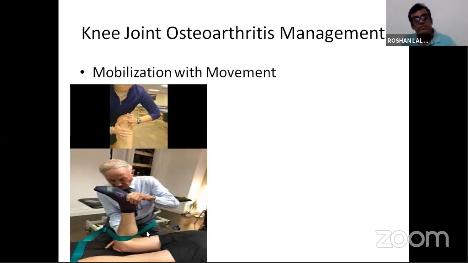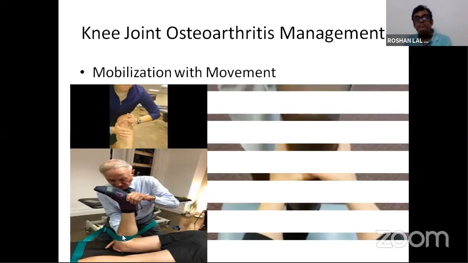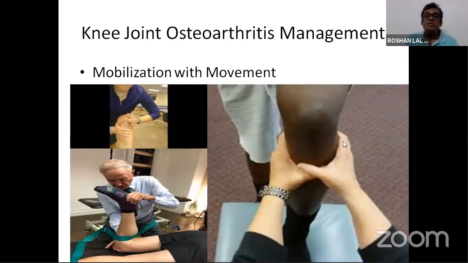Lateral glide can also be given with the belt. The examiner or the therapist uses the belt and the body momentum for the pressure. So when the patient leans backward, there is a lateral glide of the tibia, and this lateral glide can be given with the movement of flexion and extension. This is also a Mulligan technique or mobilization with movement.